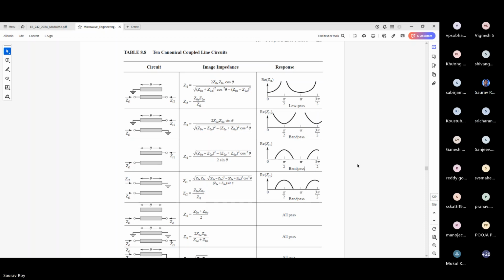But see, this is the plot of impedance, right? It's not the plot of the gamma or alpha beta, the filter transfer function. So that you should remember. If you actually plot that, that will give you the characteristics. Correct. Okay.